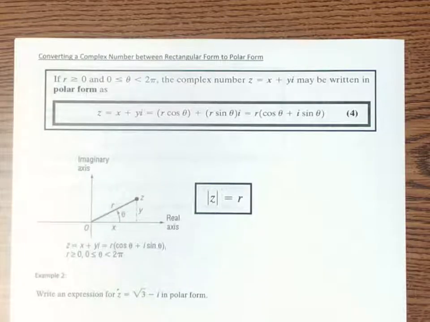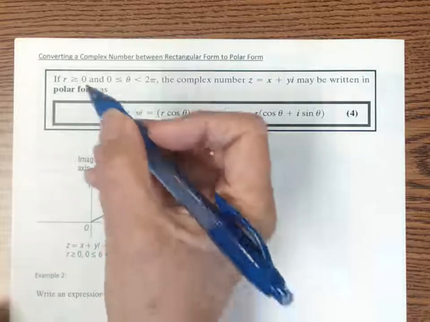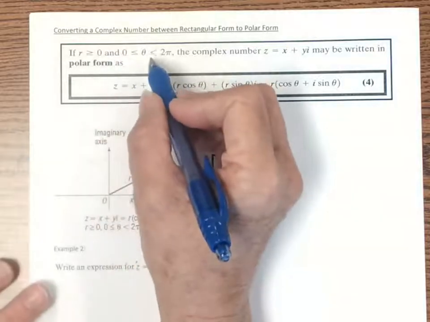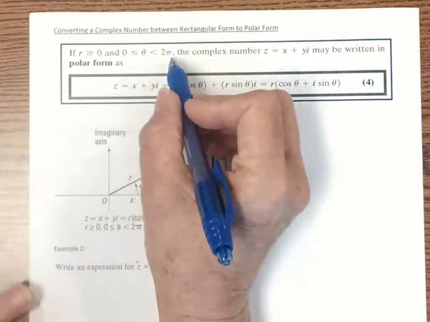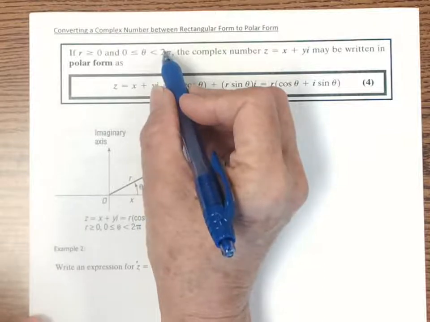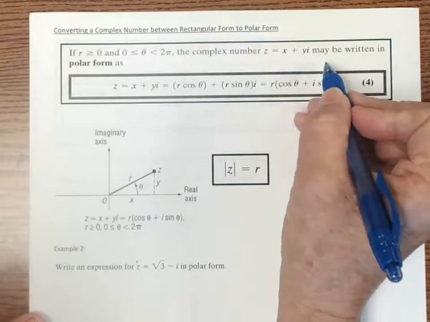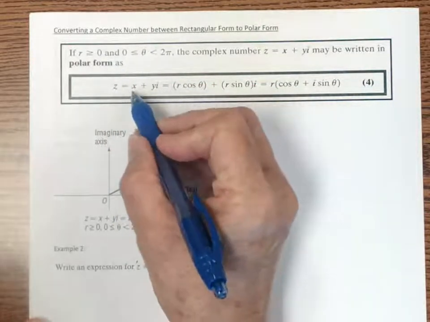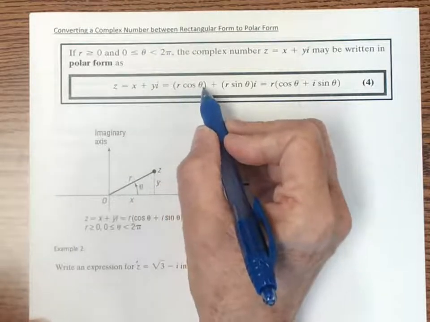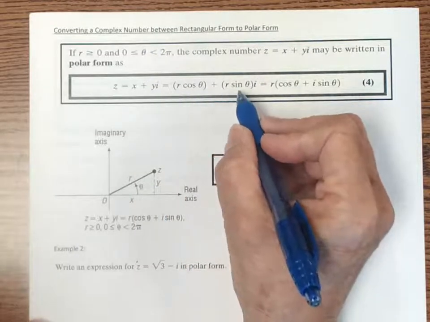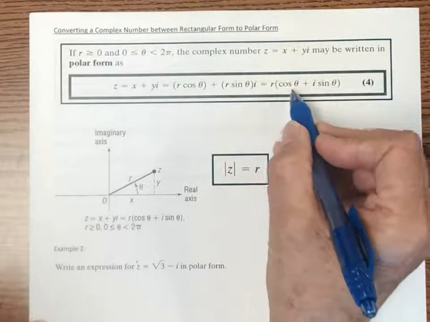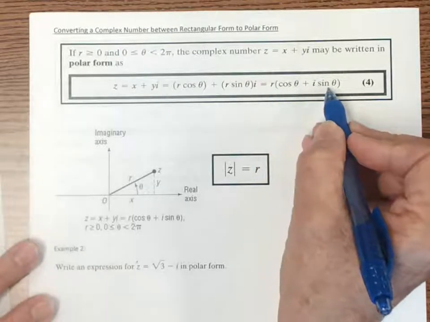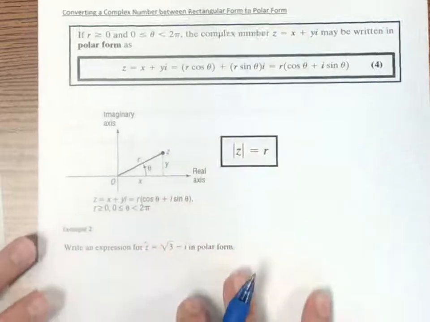I know, how are we going to do polar with complex numbers? So keep in mind our radius for these has to be greater than or equal to 0, and the angle theta has to be between 0 and 2 pi, not inclusive of the 2 pi. So a complex number x plus yi may be written in polar form as the x value is going to be r times the cosine of theta. The y part is r times sine of theta i. And we can put those together if we want. So radius times cosine theta plus i times the sine of theta. And let's take a look at this just so we see how that happens.